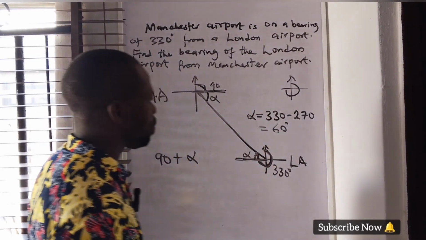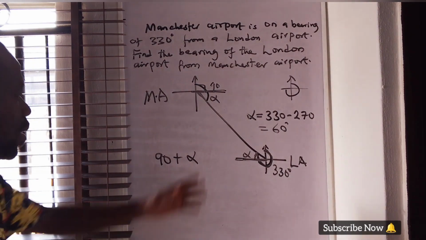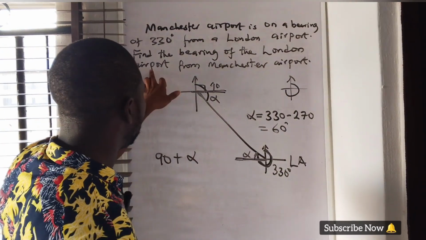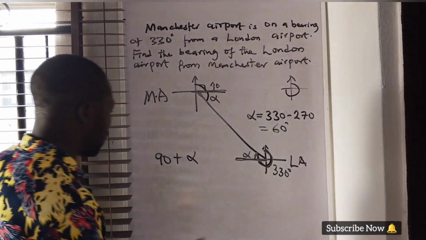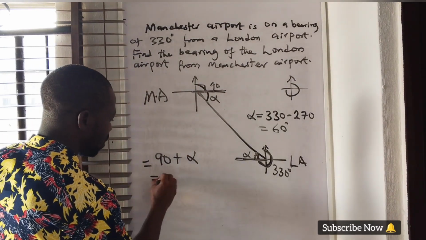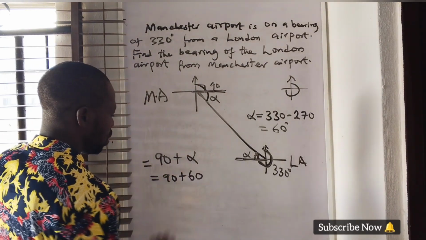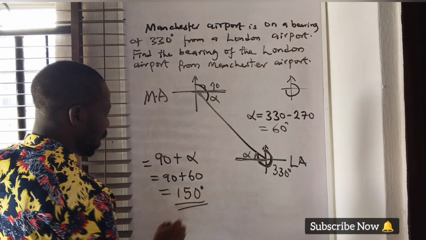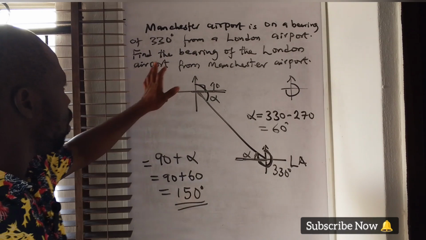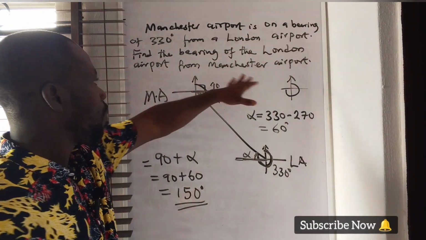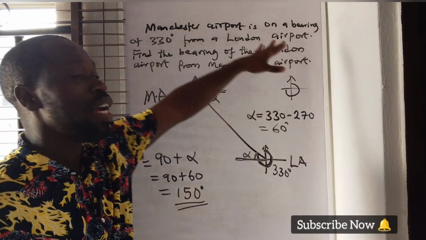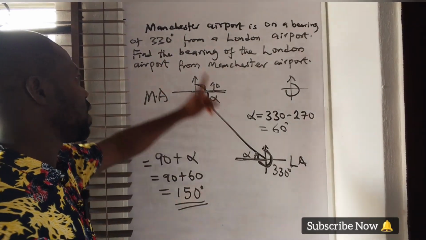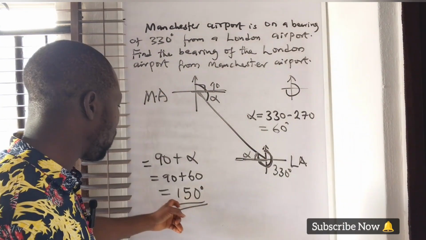All right? So if alpha is 60 degrees, that means that the bearing of London Airport from Manchester Airport is going to be 90 plus 60. And that's going to give us 150 degrees. And that is the bearing of London Airport from Manchester Airport. If the bearing of Manchester Airport from London Airport is 330 degrees, then the bearing of London Airport from Manchester Airport by our calculation right here is going to be 150 degrees.